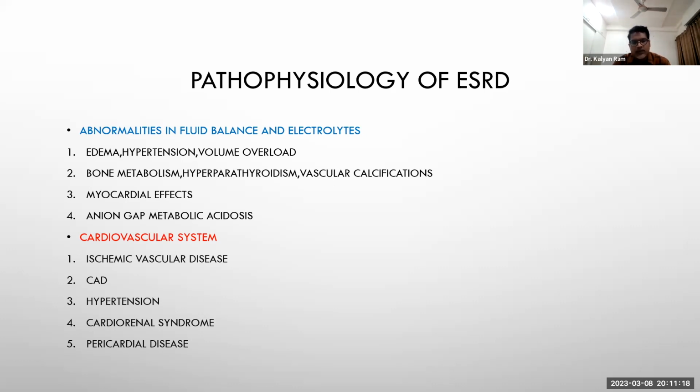It may present as arrhythmias in these cases, and heart failure and arrhythmias are common in cardiorenal syndrome. Pericardial disease occurs due to uremia and due to increased cardiac output from arteriovenous fistulas. In these cases, it may present as pericarditis or pericardial effusion.